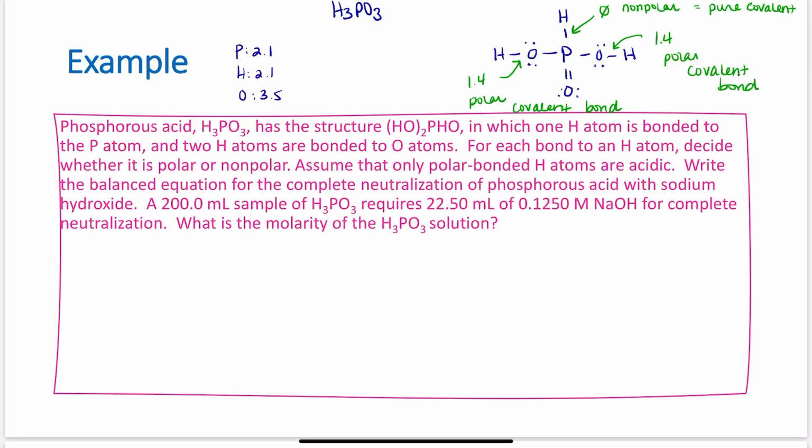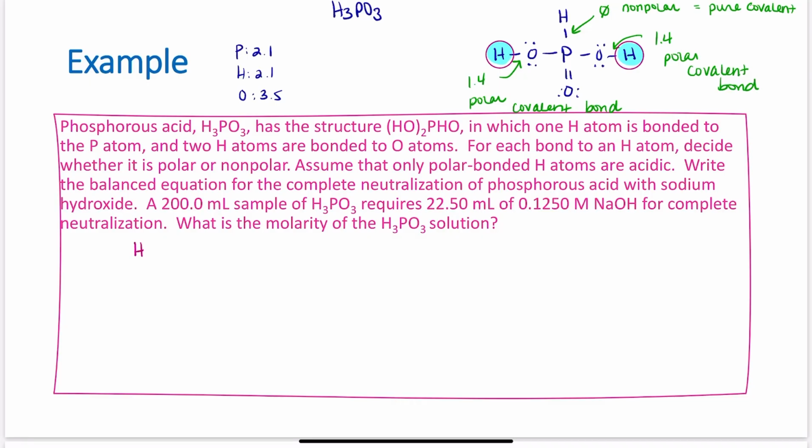Assume only the polar hydrogens are acidic. Okay. That means that this is acidic and this is acidic, which means these are the two protons that can be removed if reacted with a base. This proton can be removed and this proton can be removed. Remember, when I say proton needs to be removed, they're removed as an H plus, they leave their electrons behind. So that means only hydrogens bonded to the oxygens are acidic. Hydrogens bonded to the phosphorus will not be removed.